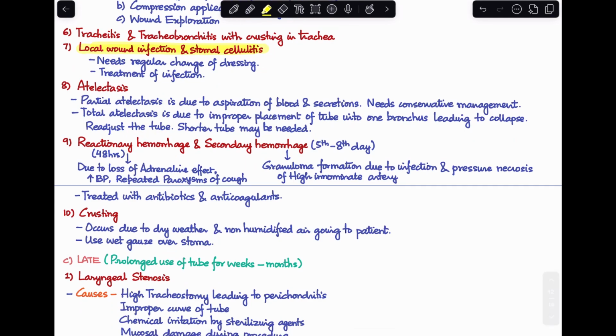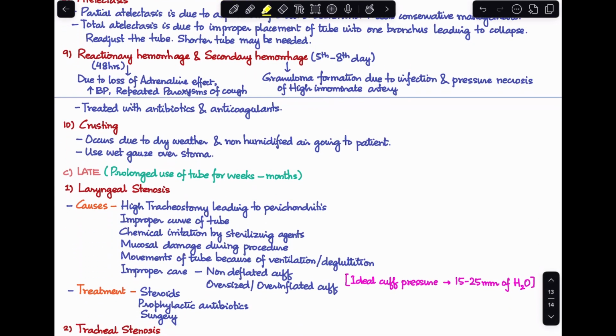Then we come to hemorrhage again, but this is a different kind of hemorrhage. It is either reactionary hemorrhage or secondary hemorrhage. The first complication that I spoke about was primary hemorrhage, which occurs at the time of surgery. Reactionary hemorrhage is the hemorrhage that occurs within 48 hours of the surgery, and secondary hemorrhage occurs within the 5th to 8th post-operative day.